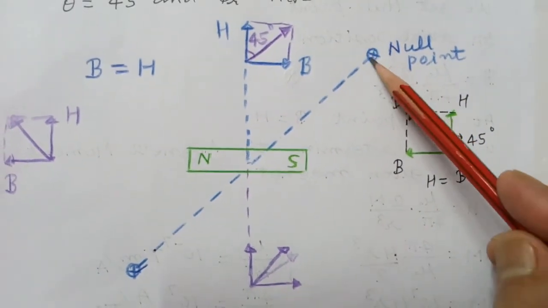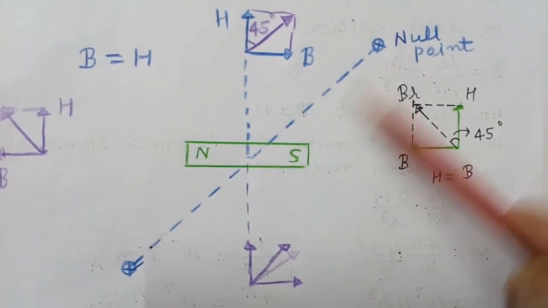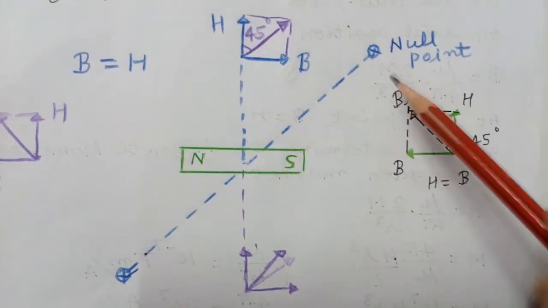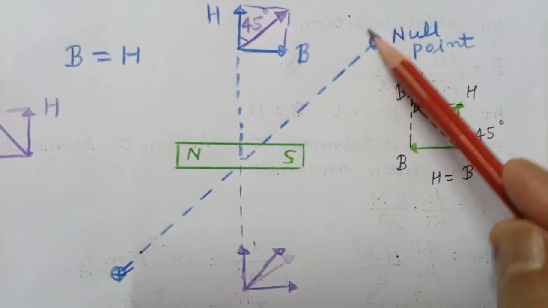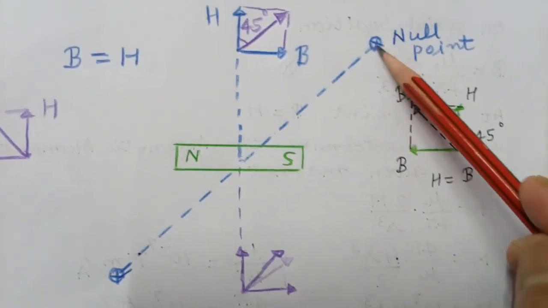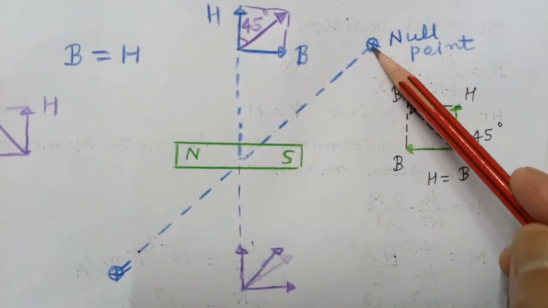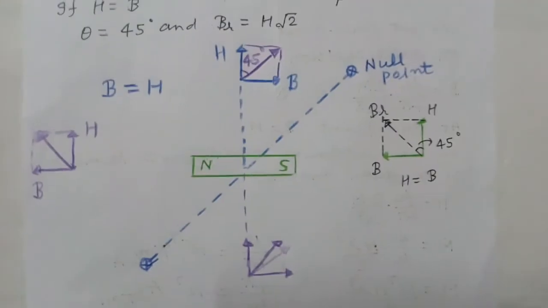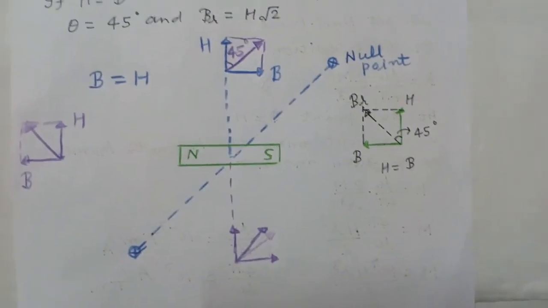because at this point direction of magnetic field due to this magnet is in south direction, and due to earth it is along north direction. So when B is equal to H, you will get null point here, one null point at this point and one null point at this point. This is when magnet is placed along east-west direction.